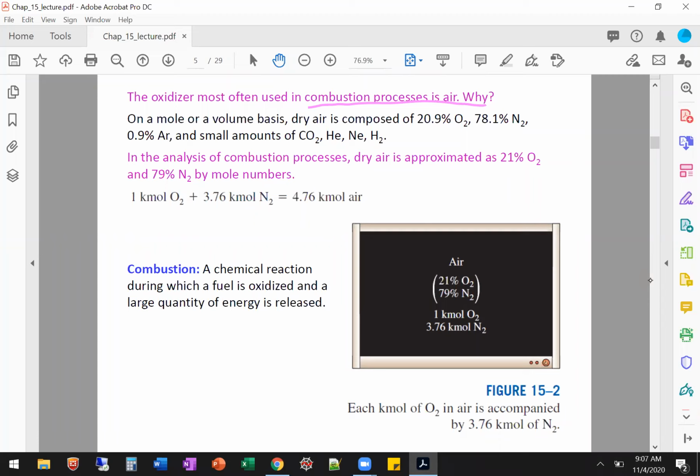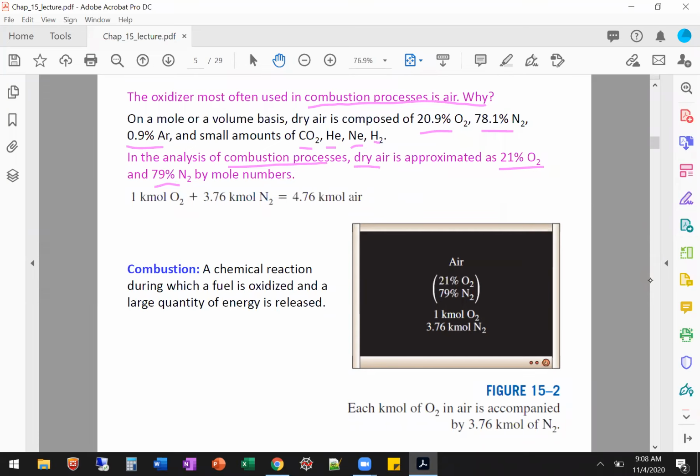When we look at what's in air, we typically approximate the air as just oxygen and nitrogen, right? But there are other things in the air; the third quantity is actually argon, and then CO2, helium, neon, hydrogen. There are other things too, but we will simplify this in most of our analysis to just dry air, which is 21% O2 and 79% N2.